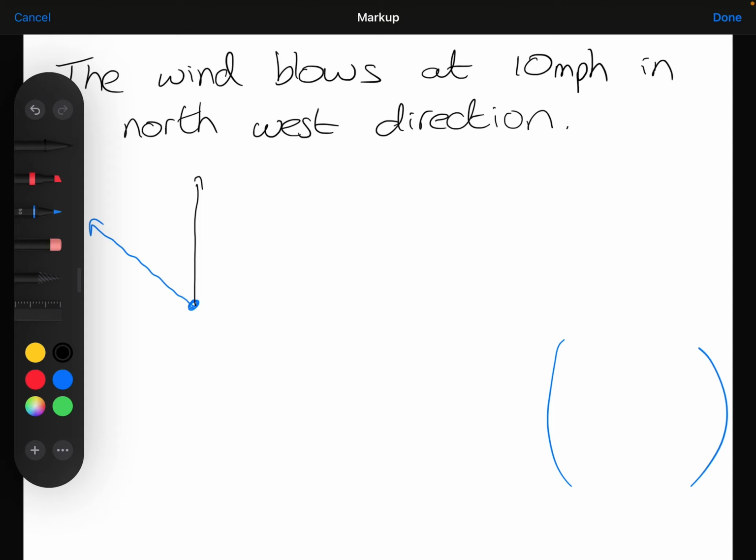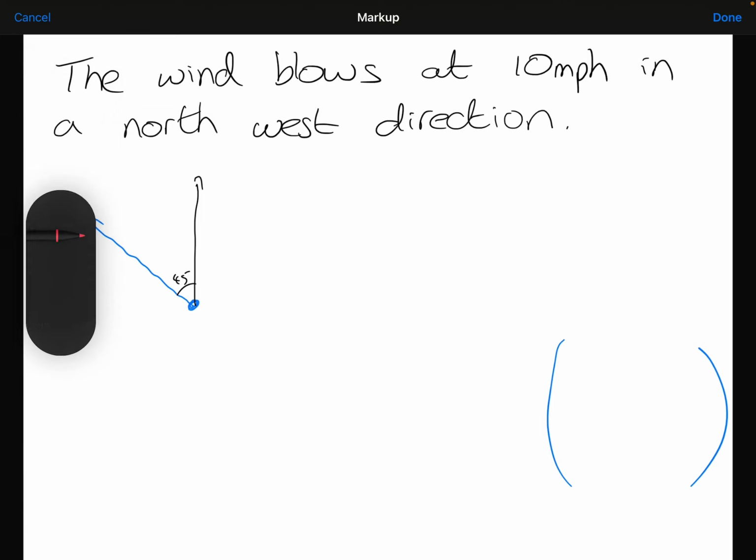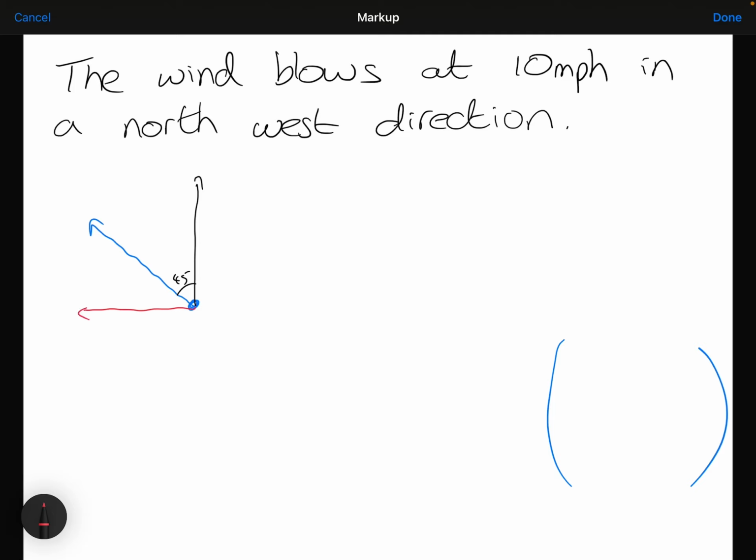If it's northwest, I know that the angle must be 45 degrees, because remember, northwest is right smack bang in the middle between north and west. But I want to know how much is going across here and how much is going up here. I know this angle here will be 45 degrees, and I want to know what's my x and what's my y. I know that this is 10. So the x is the adjacent, adjacent to this 45 degree angle.